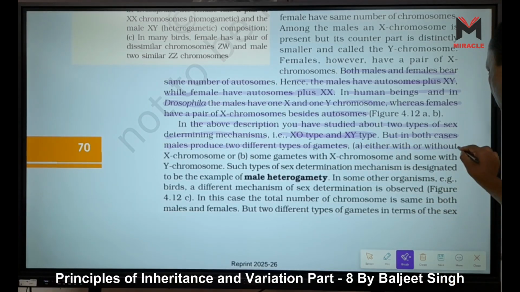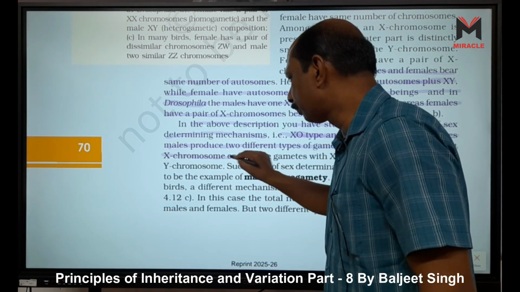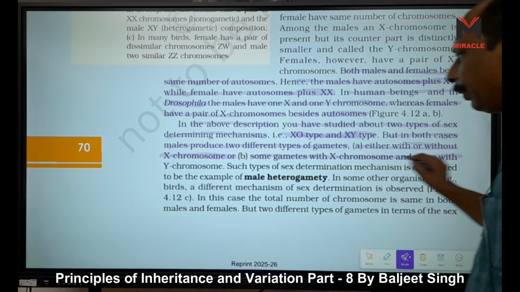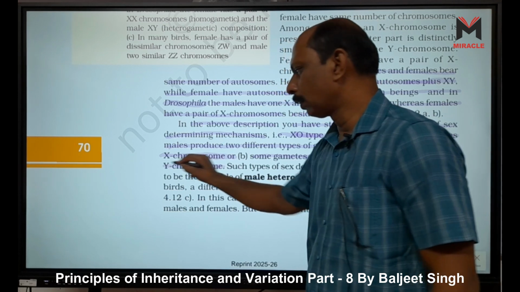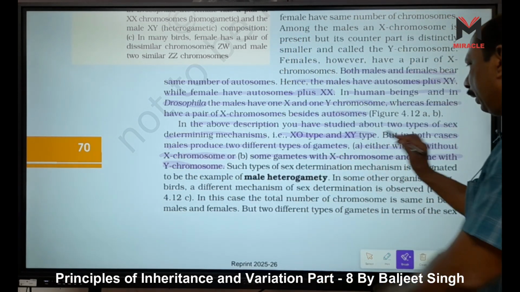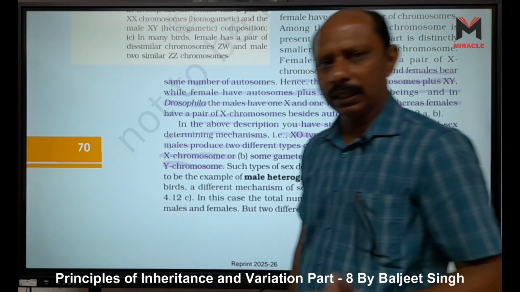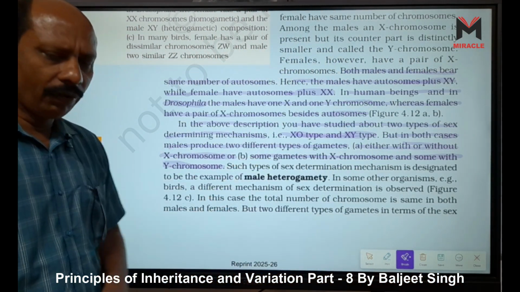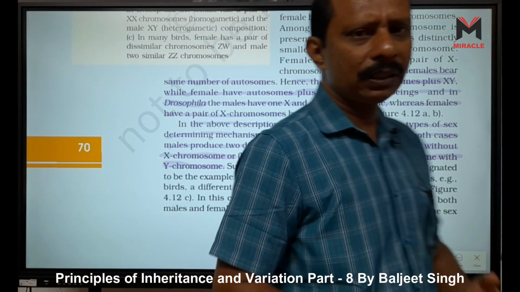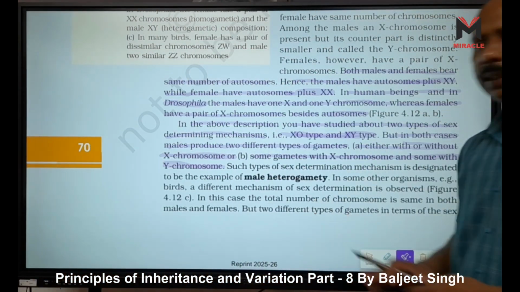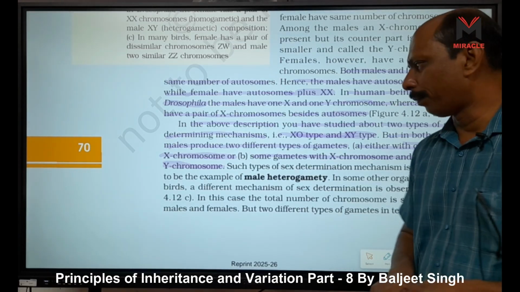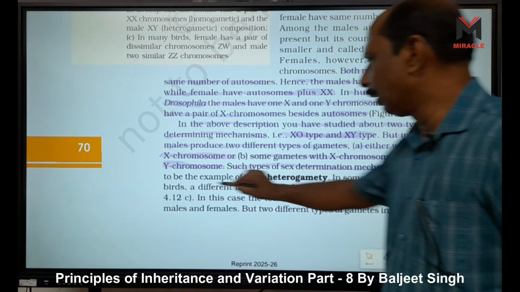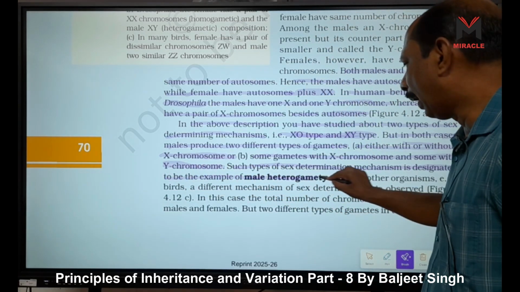Gametes are of two types: A, either with or without an X chromosome, and B, some gametes with an X chromosome and some with a Y chromosome. In the X0 case, 50% contain an X chromosome and 50% have no X chromosome. In the XY condition, 50% have an X chromosome and 50% have a Y chromosome. That's why they are called heterogametic, because two types of gametes are formed. Such a sex determination mechanism is designated as an example of male heterogamety.